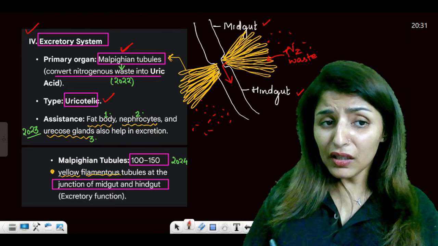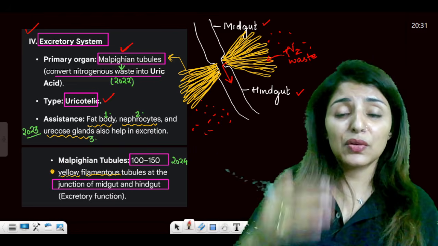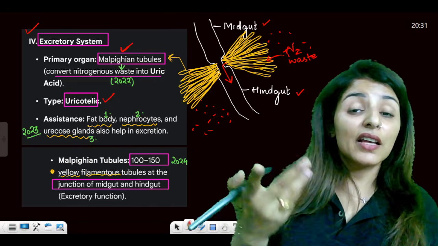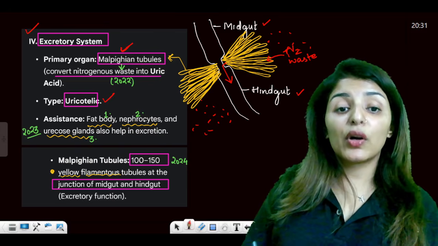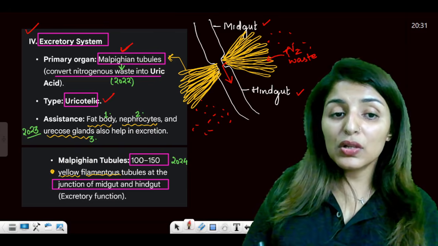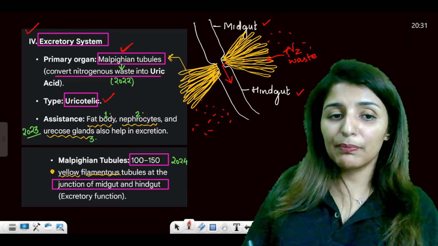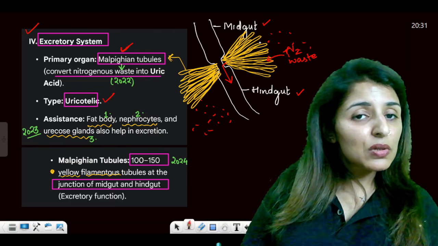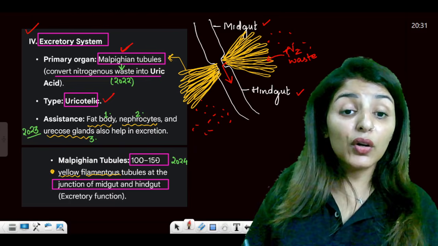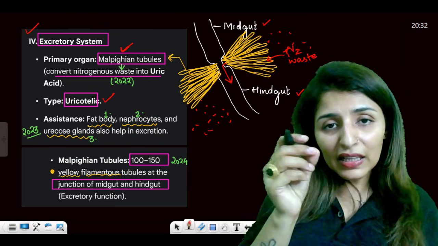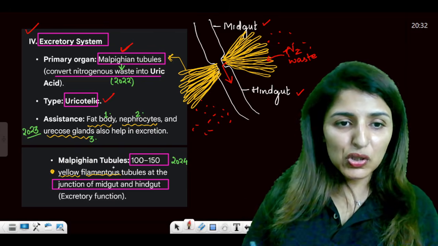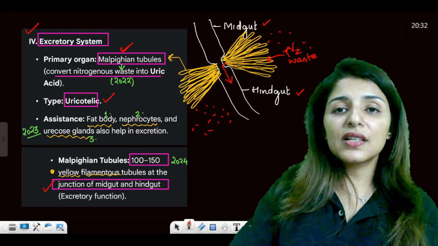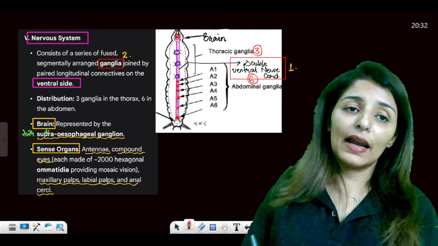Now, in 2023, this question was asked: which of the following structures are excretory in nature? So apart from malpighian tubules, fat bodies, nephrocytes, and uricose glands also help in excretion. Now, these malpighian tubules that we are talking about are 100 to 150 in number, very thin filamentous structures, just like the bristles of a paintbrush. And as said, where are they present? At the junction of midgut and hindgut.